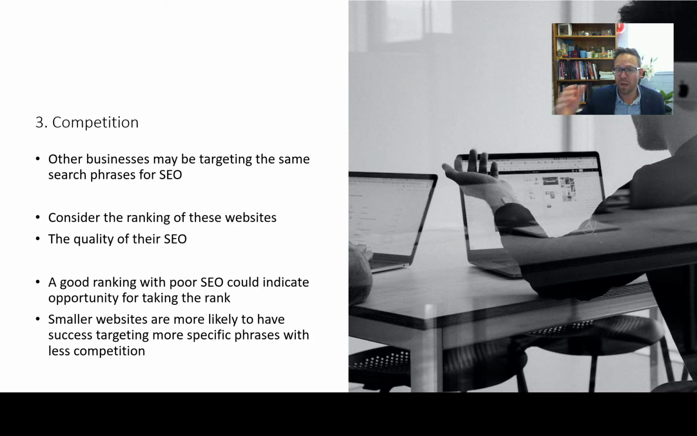So if one of your competitors is ranking well, but they don't have good search engine optimization, it's ripe for the taking, right? So you go, well, it makes sense to invest in search engine optimization to take that number one spot. They might counter, but if they're not investing in search engine optimization, it might be because, well, no one else is, so why should they? Or they just might not know. They might not care about it. Now, smaller websites are more likely to have success targeting more specific phrases with less competition.